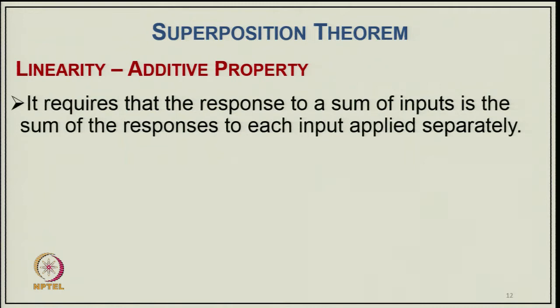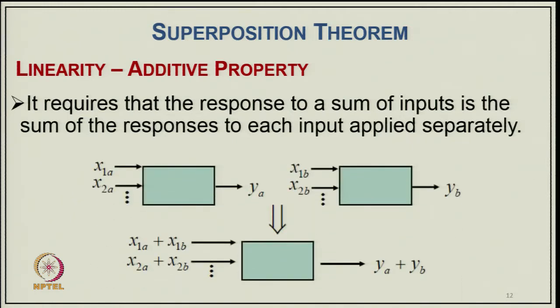Then coming to the additive property of linearity, it requires that the response to a sum of inputs is the sum of the responses to each applied separately. So, the basic concept is, let us say we have inputs x1a, x2a and so on, and the output is ya, and another set of inputs x1b, x2b, with output yb. Then if you add these two inputs, x1a plus x1b and x2a plus x2b and so on, the output will be ya plus yb. That is virtually the additive property of this network or electrical circuit.